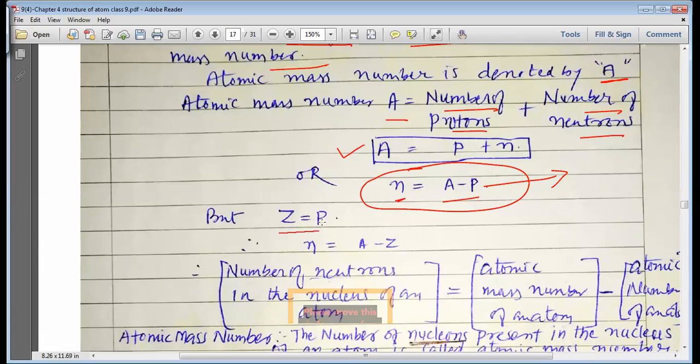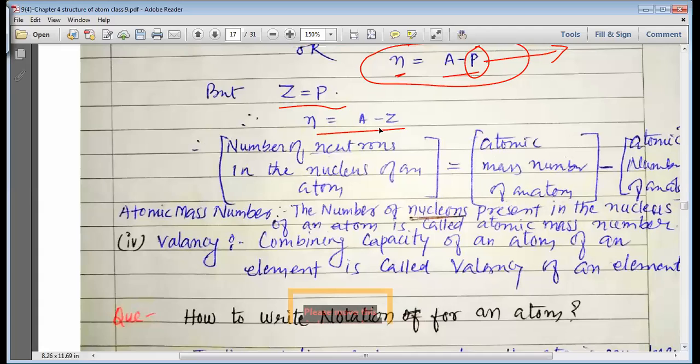So we know that Z is equal to P, and therefore instead of P we can write Z, and that is why we can say that number of neutrons is equal to A minus Z. Therefore, the number of neutrons in the nucleus of an atom is equal to atomic mass number of an atom minus atomic number of an atom.